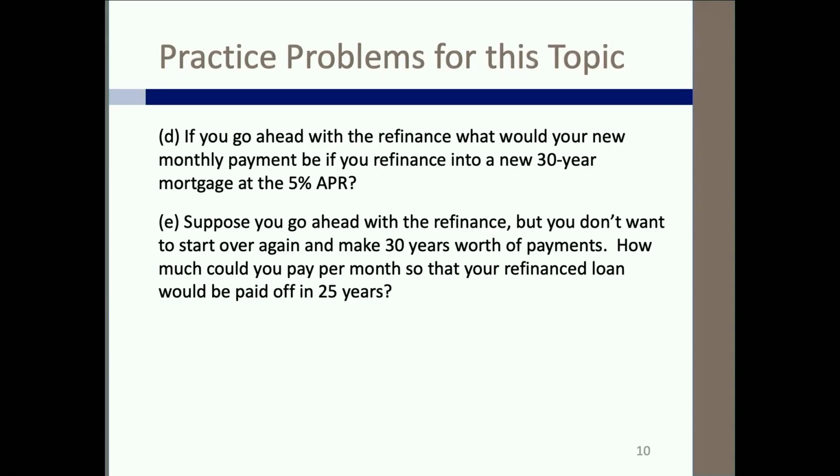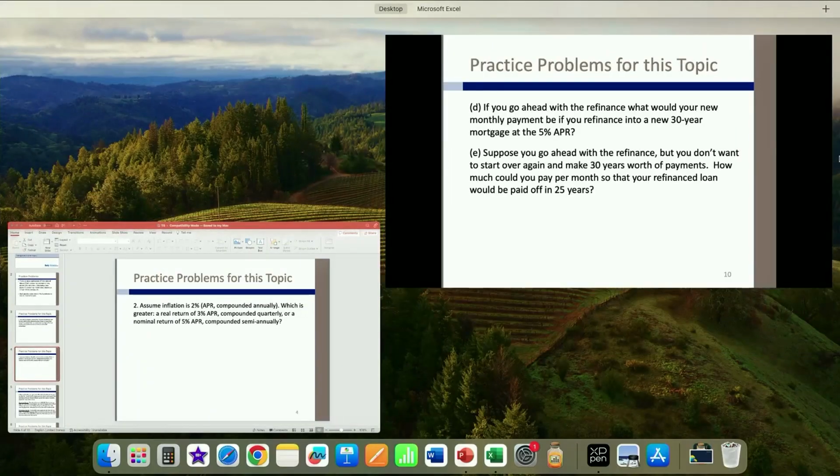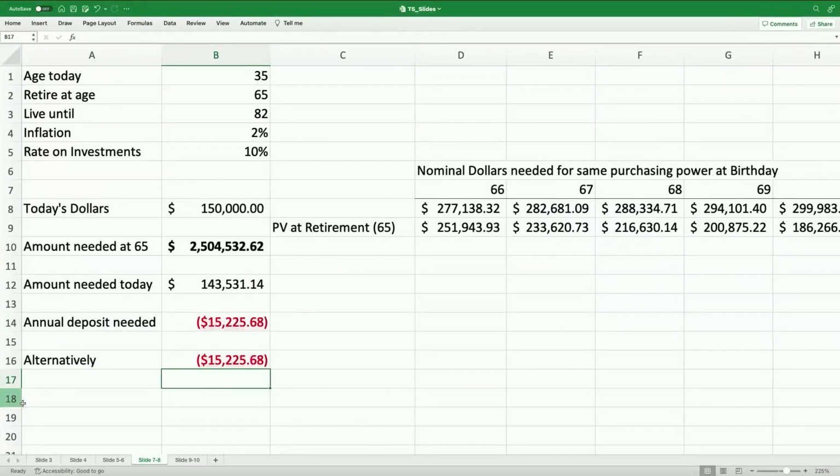Okay. D, if you go ahead with the refinance, what would your new monthly payment be if you refinance into a new 30-year mortgage at the 5% APR? Okay, suppose you go ahead with the refinance, but you don't want to start over again and make 30 years worth of payments. How much could you pay per month so that your refinance loan would be paid off in 25 years? All right, so lots of questions. Let's dive into the problem in Excel.